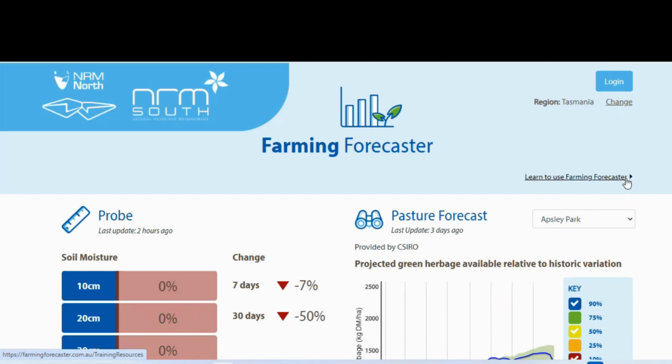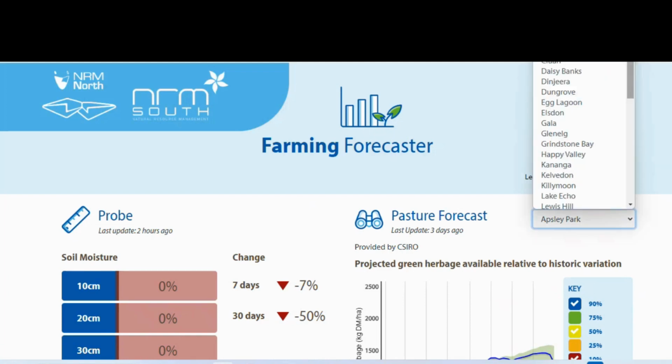Learn to use Farming Forecaster. There's some really good short YouTubes about each section. Goes into more detail than I'm going to go into. If you haven't used it before or you forget something, if you go in there, you're going to get a 4 or 5 minute explanation of a particular part. So it'll refresh your memory or you'll pick up new data, and talks about how you look at sites and how you interpret the information.